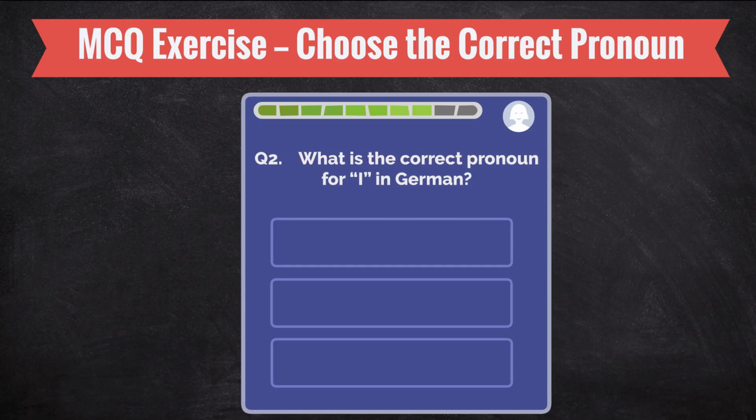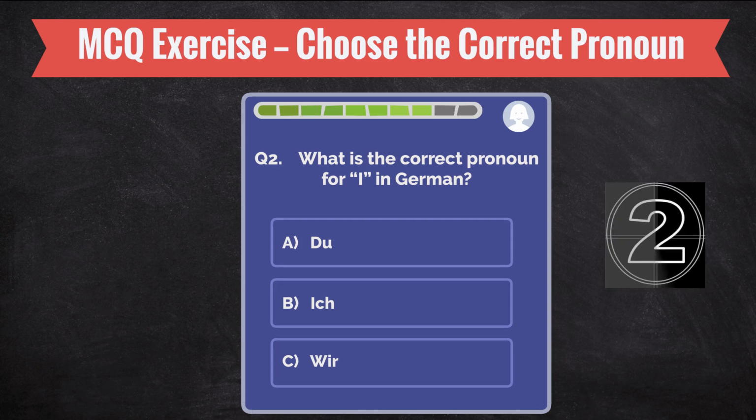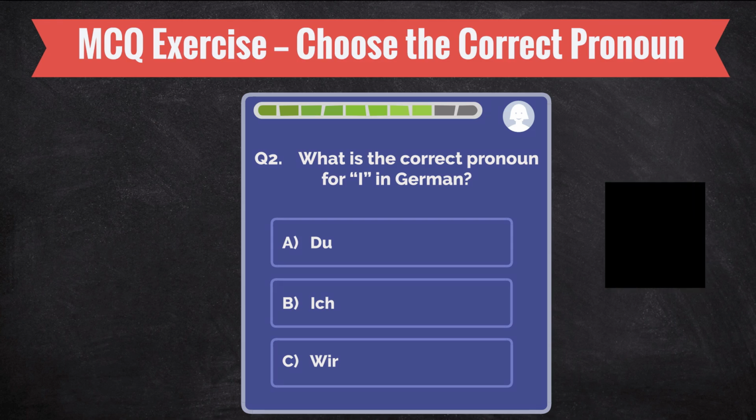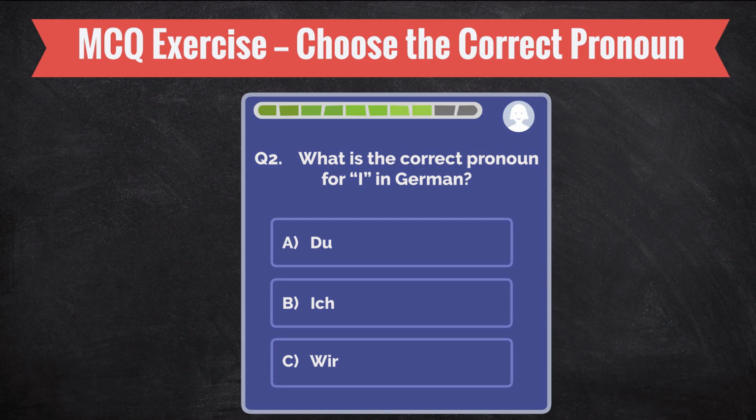Question 2. What is the correct pronoun for I in German? Du, ich, wir. Answer. Ich. I in German is ich.